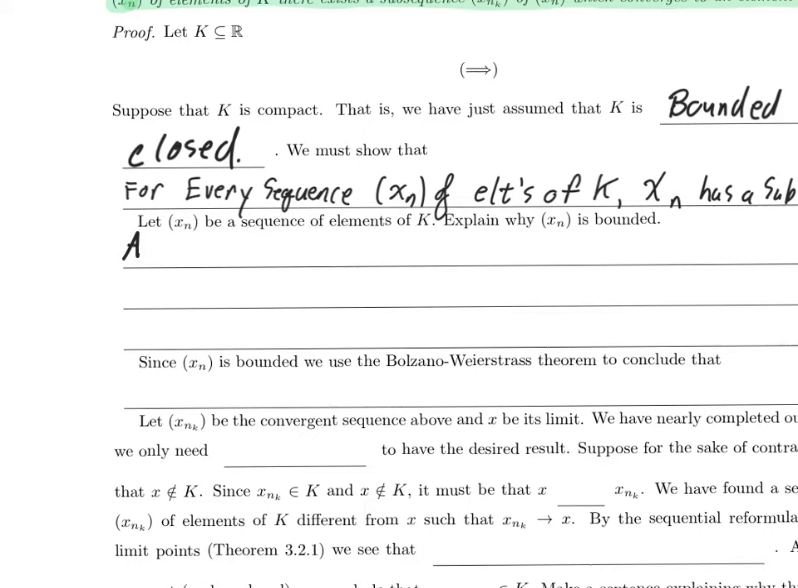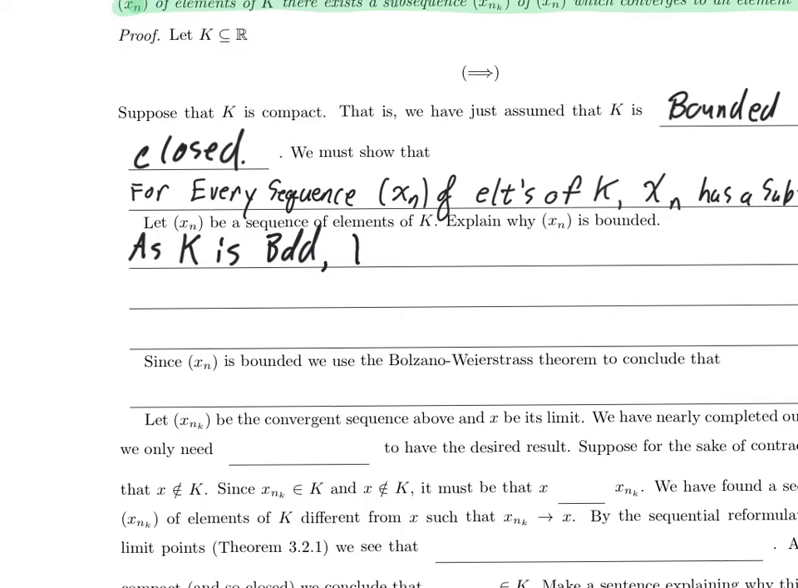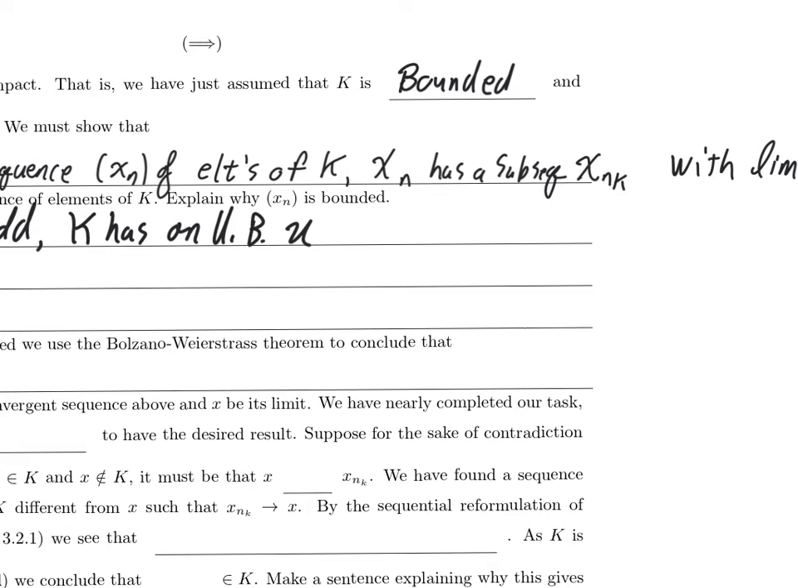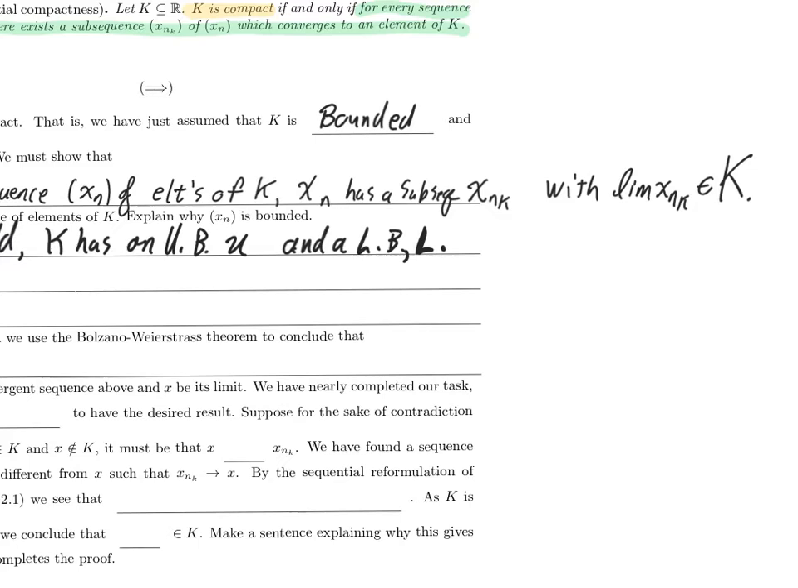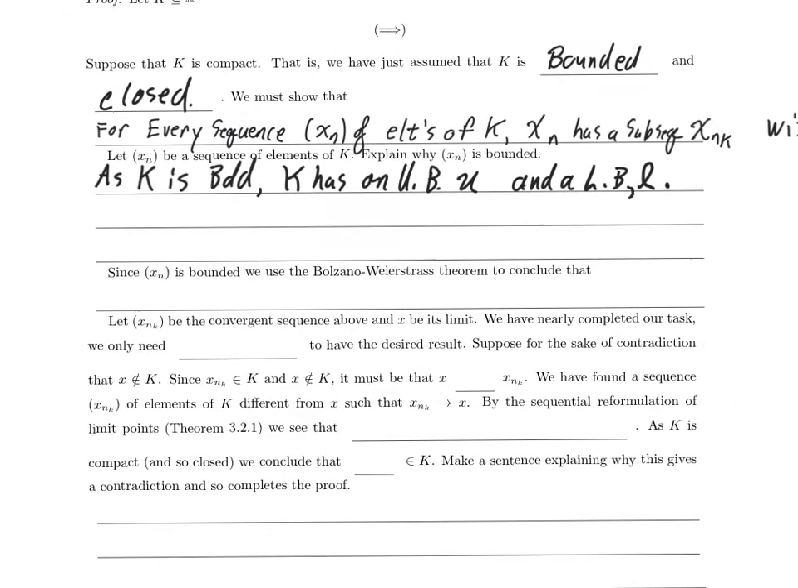So let's see. As K is bounded, K has an upper bound, U, and a lower bound, L. Oh, and I don't want to use capital L's. Capitals should be reserved for sets. A lower bound, little l. I claim that these should be bounds on the sequence x_n, so let's prove that.